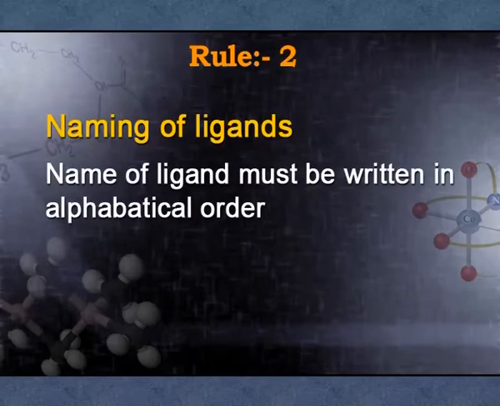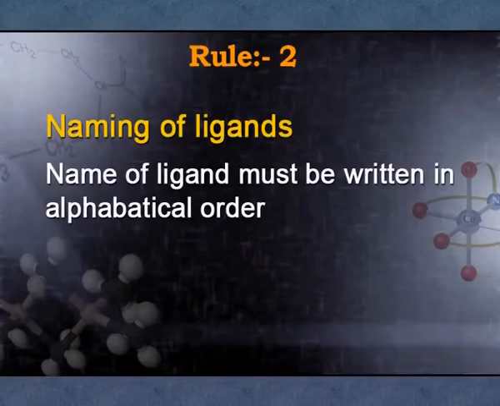When we calculate the oxidation number of the central metal ion, then comes the naming of ligands. What are the names of ligands? What are their numbers? Their rules are in this way. In this process, first we decide the oxidation number of the central metal ion. Now, when we start naming the ligands, we have to use alphabetical order. Suppose there is chloride ion and there is ammonia also, both are ligands. So, we have to give the name first ammonia and then chloride.